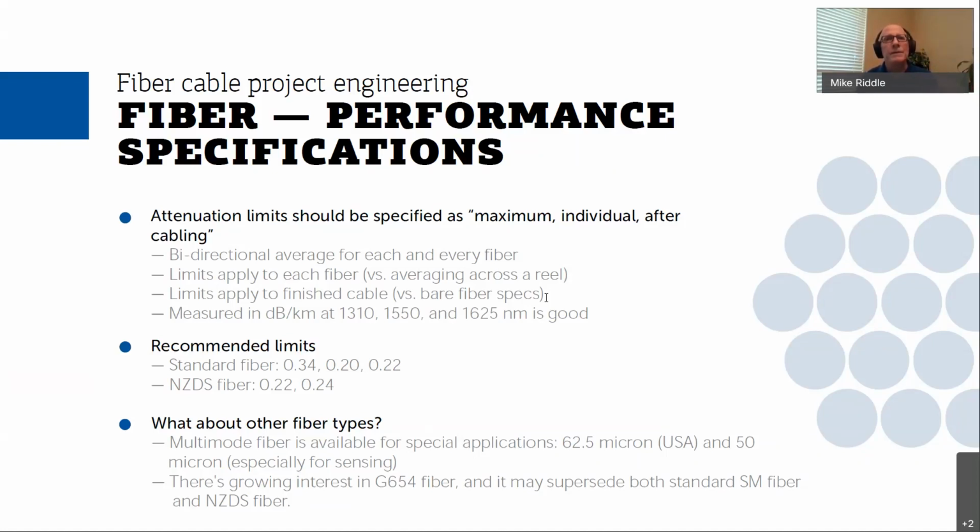And yet they could say that they still met your specification because you only gave the bare fiber specs. Again, it's in the category of there's no need for that. You can specify limits and you can have them apply to the finished cable, to each and every fiber, bidirectionally averaged, and any good cable company can agree to that.